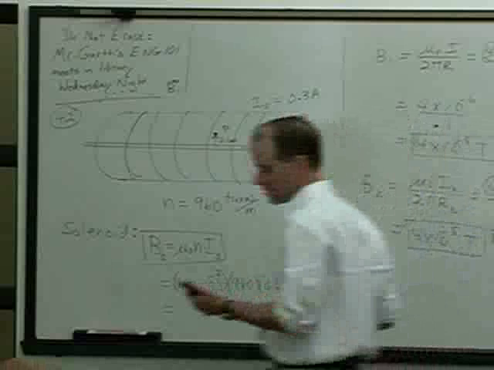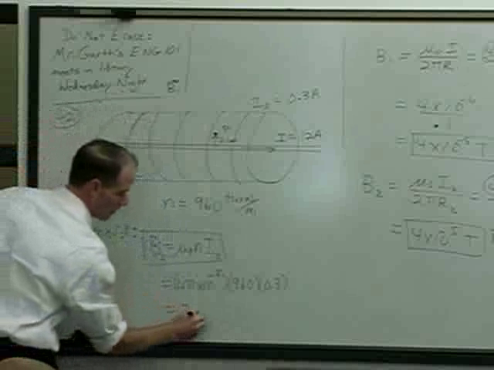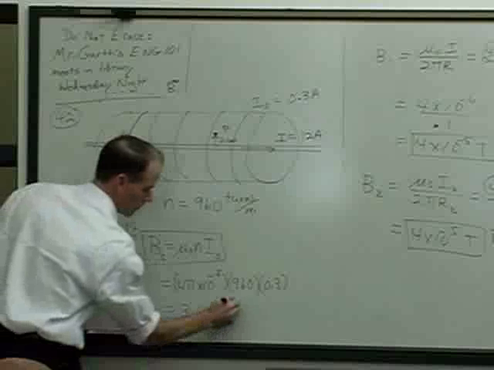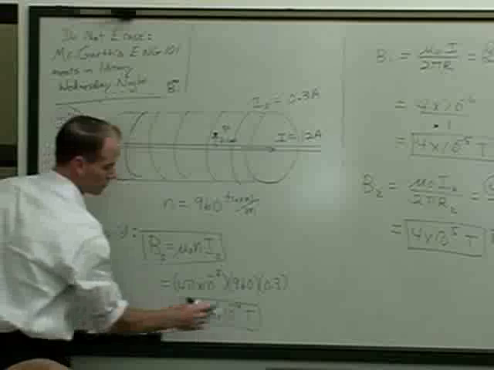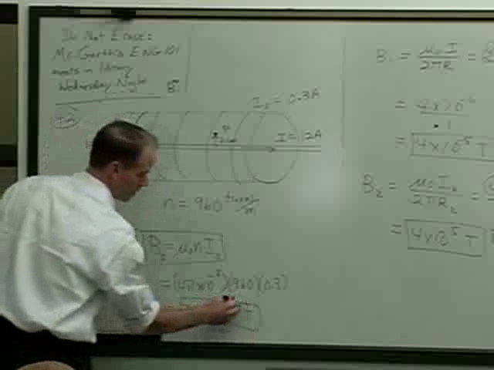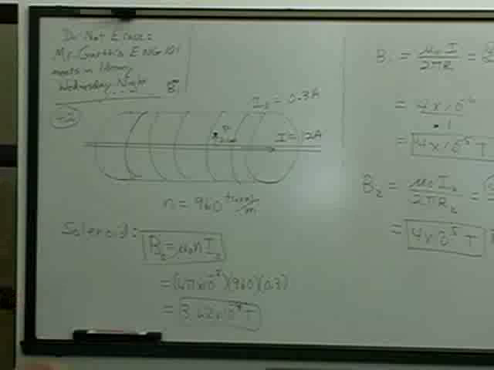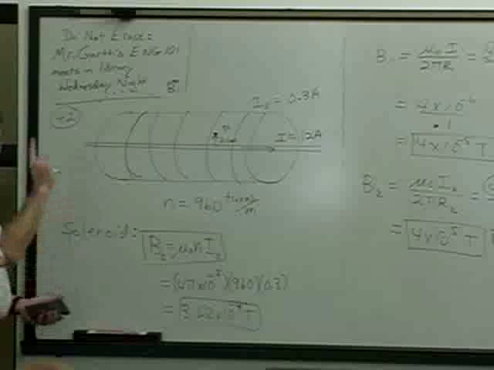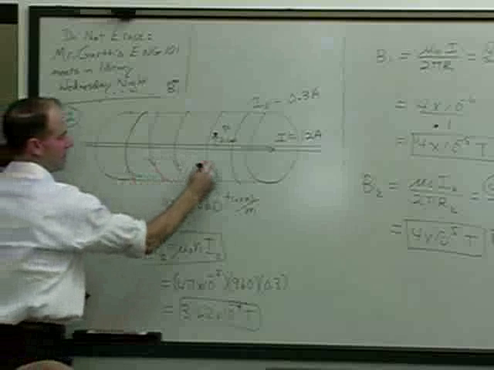So I get 3.62 times 10 to the minus 4 Tesla. And so Sam, what is the direction? It's arbitrary. It's either up or down through the windings. I'm going to say it's going down.